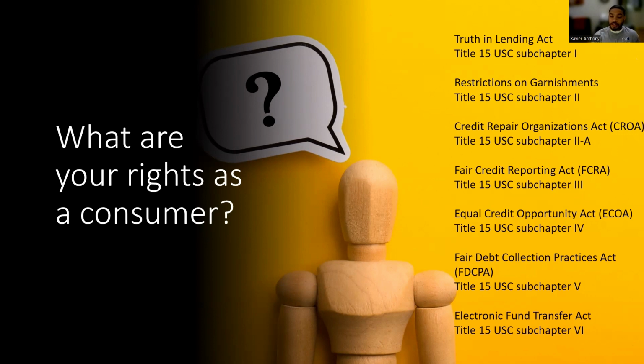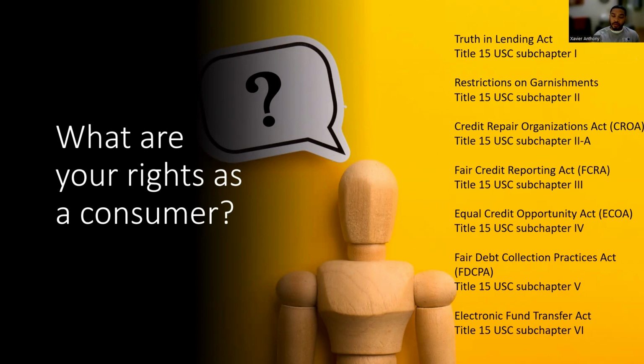15 USC subchapter 2 covers the restrictions on garnishments. The restrictions on garnishments are pretty much designed to protect consumers from having their wages garnished too heavily and to ensure that only legitimate debts are garnished. It covers the maximum amount that can be garnished from your wages each week, and a lot of other things. It's good to get into that one and understand if you're dealing with that issue.